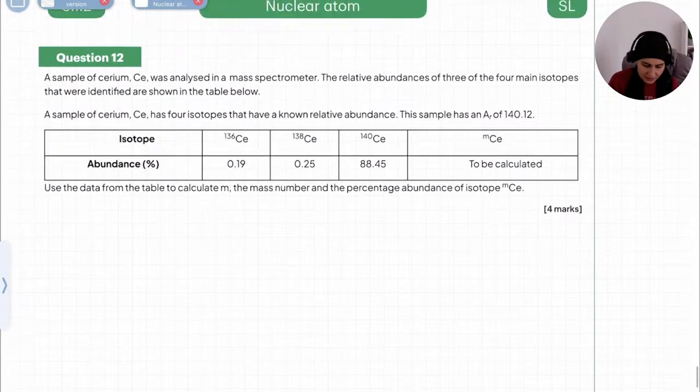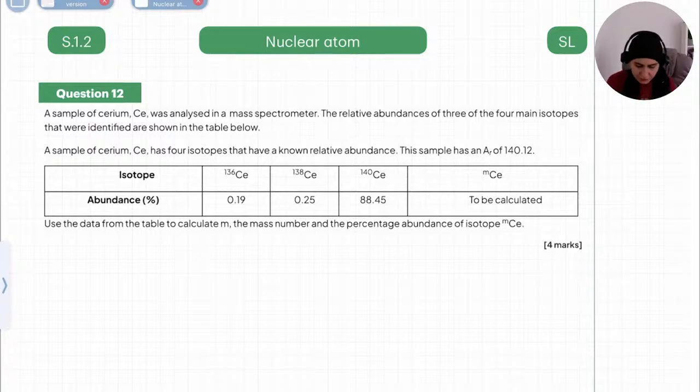Yes. A sample of cerium was analyzed in a mass spectrometer. The relative abundances of three of the four main isotopes that were identified are shown in the table below. A sample of cerium has four isotopes that have a known relative abundance. This sample has an Ar, relative atomic mass, of 140.12. Use the data from the table to calculate the mass number and the percentage abundance of the cerium isotope, M Ce. Okay, that's 4 marks. Well, let's see what we do.